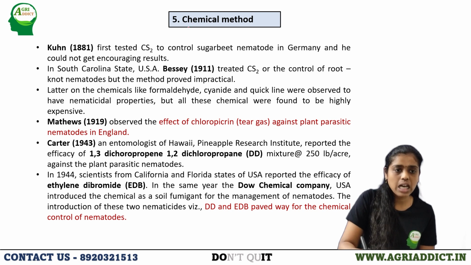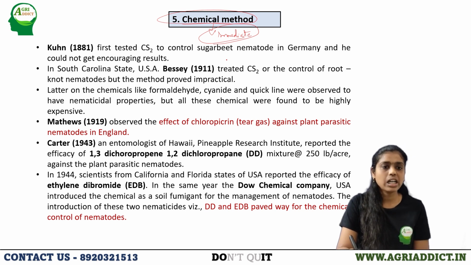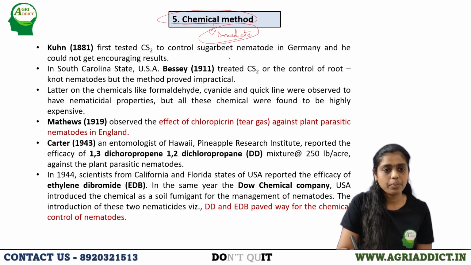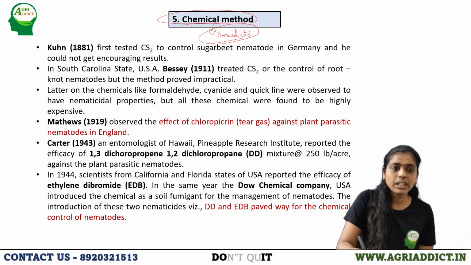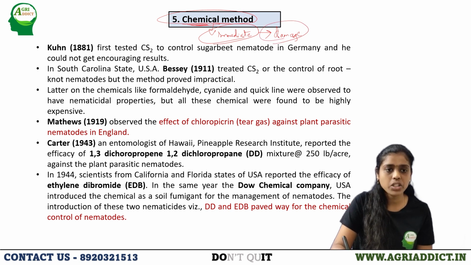Next, coming to the last method, that is the chemical method. It is the most efficient method if you want to go for immediate control. But why? Because biological and cultural methods take a very long time. That is a time-consuming process. In the case of chemical methods, when we apply nematicides, there will definitely be immediate control. This method is lastly preferred when there is a need for immediate control, and also when there is devastating damage from the nematodes or the nematode population is very high. In such cases, chemical methods should be followed.